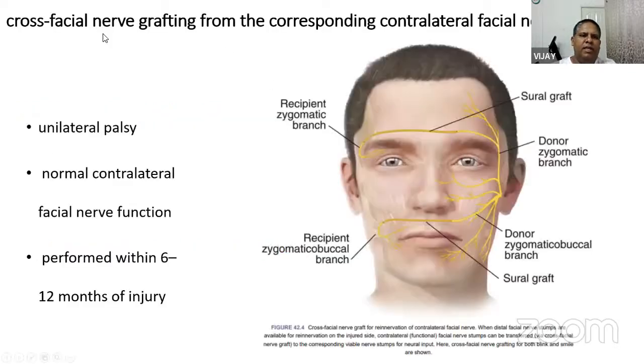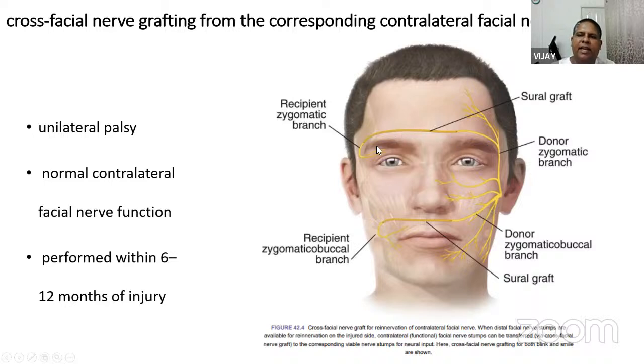So this is a picture showing how the cross facial nerve grafting is done. This is the sural nerve graft. When there is a facial nerve palsy and a cut injury wherein the proximal stump is not found but the distal stump is found, for a symmetric smile and symmetric blinking you can choose a zygomatico donor from the normal side. Keep a nerve graft.